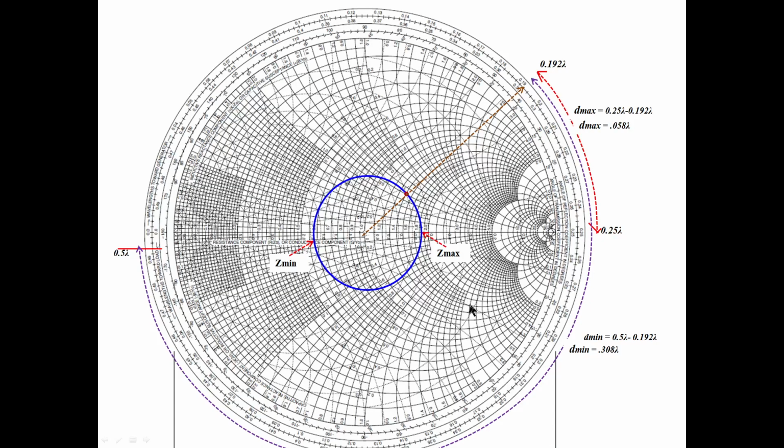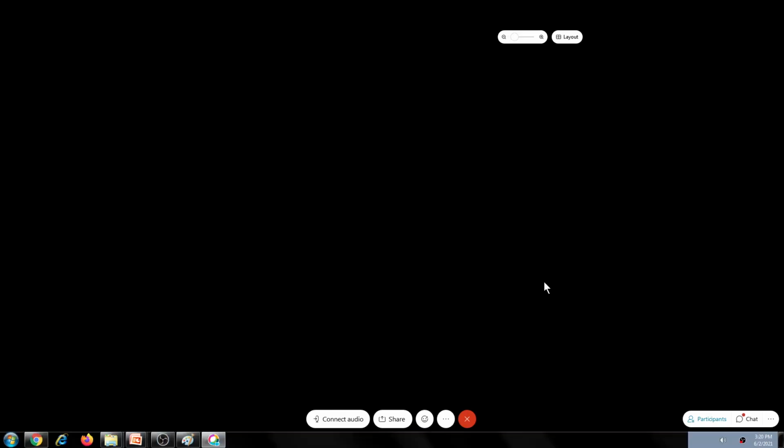For that, you draw one more line like this, which intersects the wavelength scale. This is the wavelength scale, and here it is written 0.25.